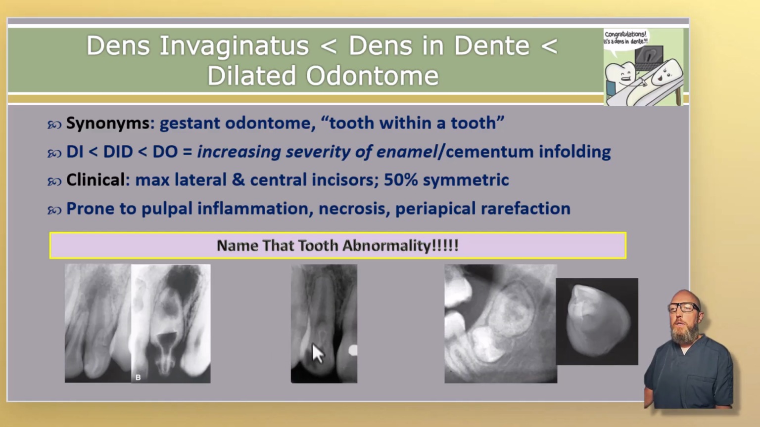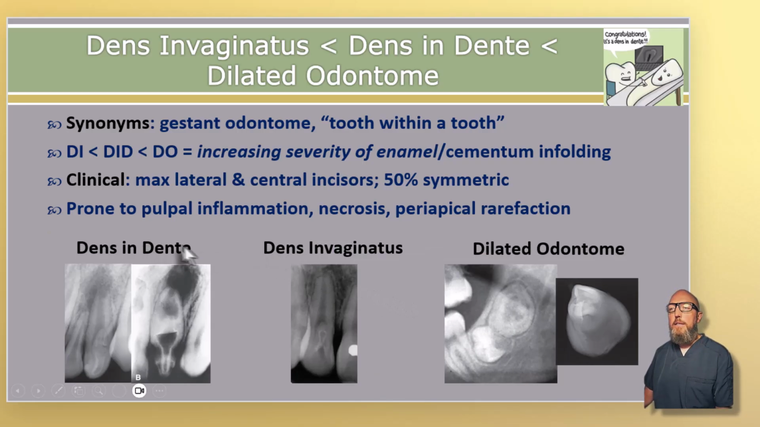This is a less severe one, just originating at the cingulum. That's a dens invaginatus. And then this is the one they call a dilated odontome when it involves the root and really expansile, almost looks like an odontoma. But you can see it's originating from the root of that tooth. See how you did. Dens indente, dens invaginatus, dilated odontome.